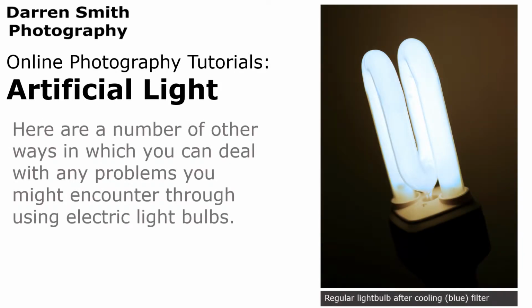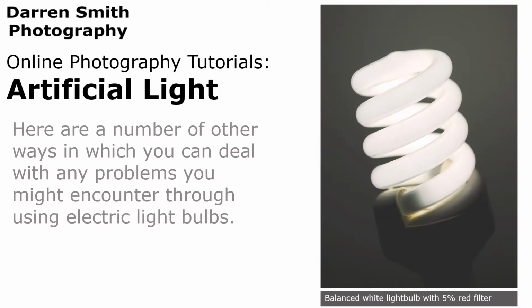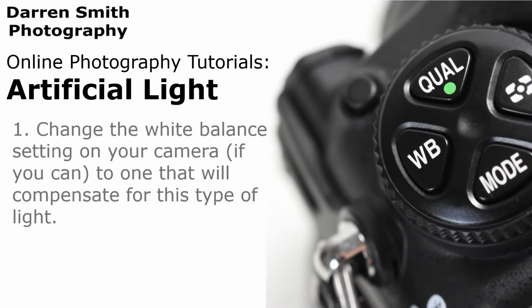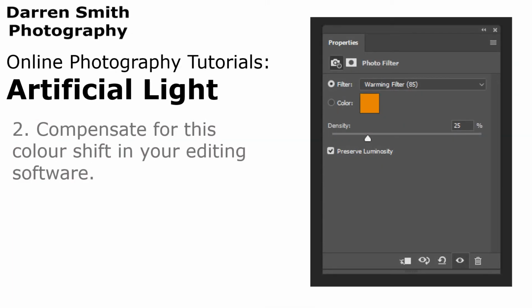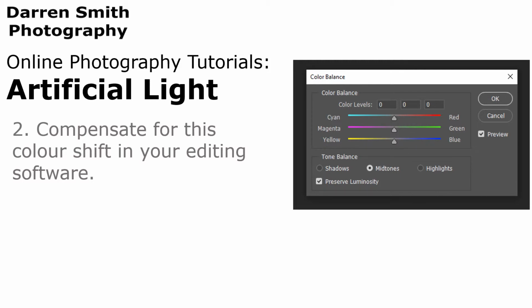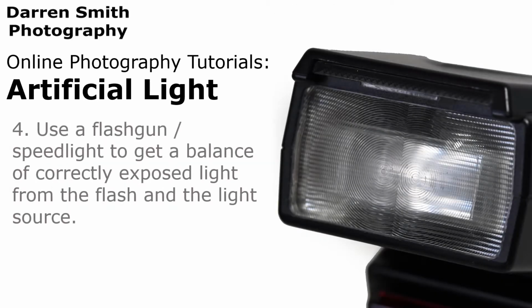There are a number of other ways in which you can deal with any problem you might encounter when using electric light bulbs. You can change the white balance setting on your camera, if you can, to one that will compensate for this type of light. If your camera has this function, you will often find there is a variety of settings available to suit most situations. Alternatively, you could compensate for this colour shift in your editing software. A more traditional way is to use an appropriate filter in front of your lens to compensate for the colour shift. And finally, you could use a flash gun or a speedlight to get the balance of correctly exposed light from the flash and the light source.